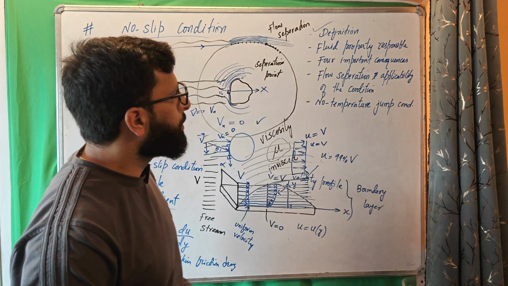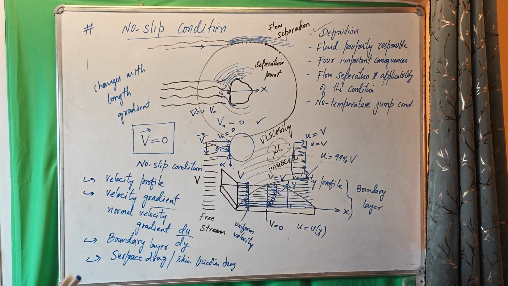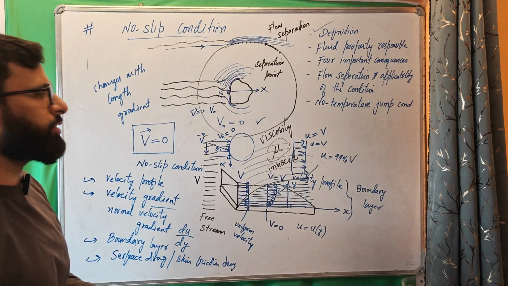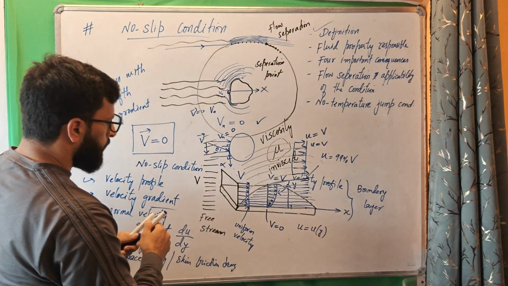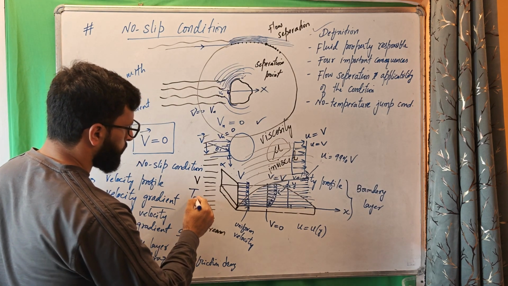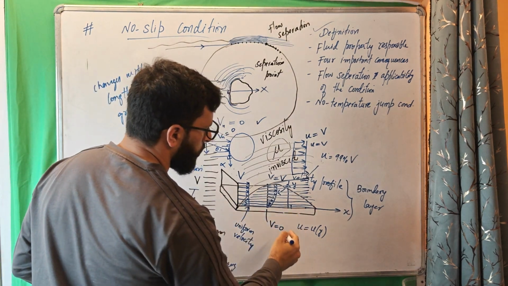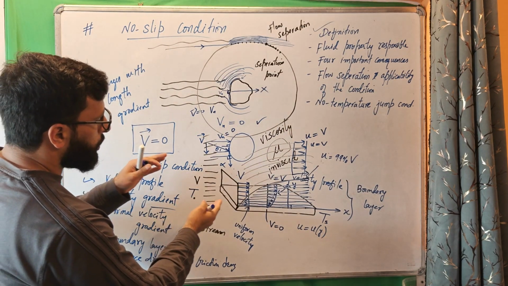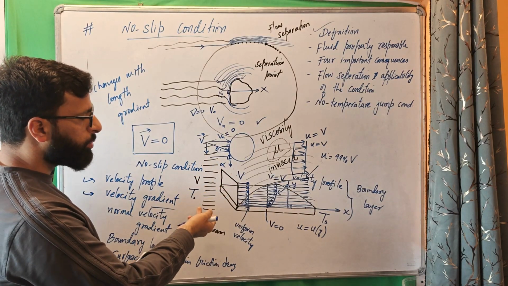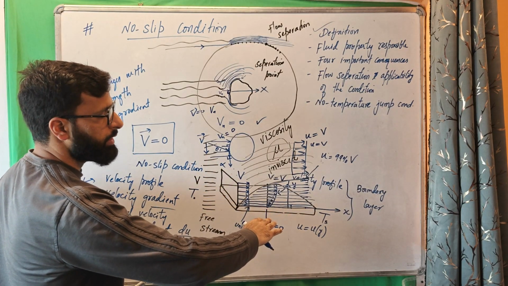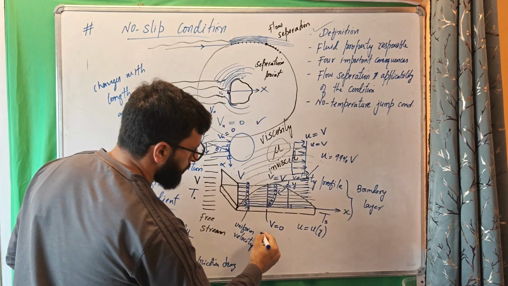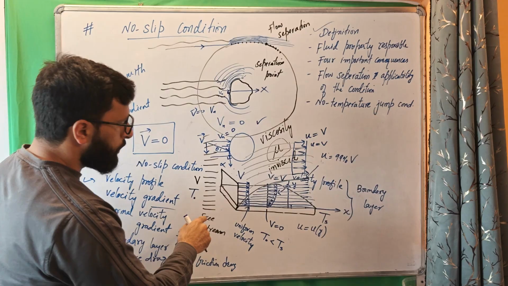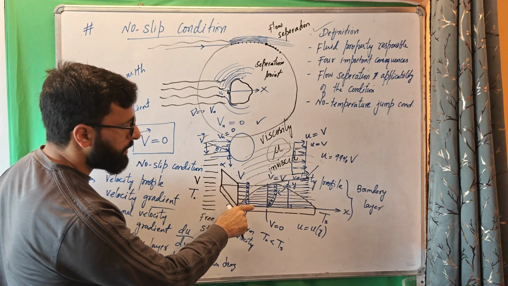Now, the no temperature jump condition. In a similar manner, we can take the argument from velocity to temperature. The fluid is initially at some temperature, suppose T naught, and suppose this solid surface is at some temperature T surface. When the fluid comes in contact with the solid surface, the layer of fluid in contact with it will have, suppose, temperature T naught. Suppose T naught is lesser than T surface, so the surface is at a higher temperature. So what will happen to the fluid layer in contact with the solid surface?